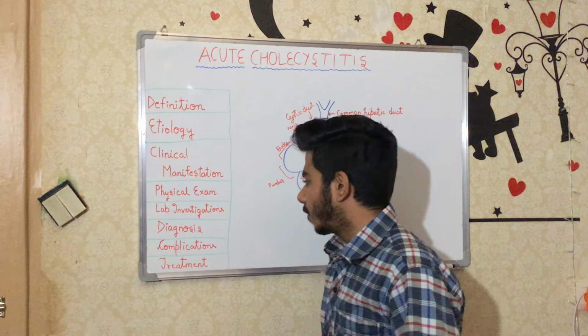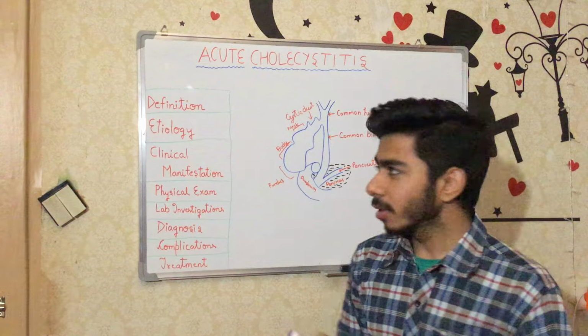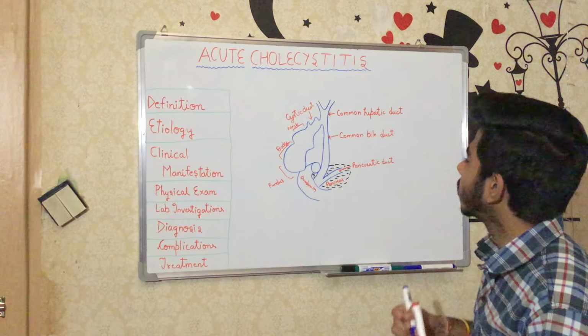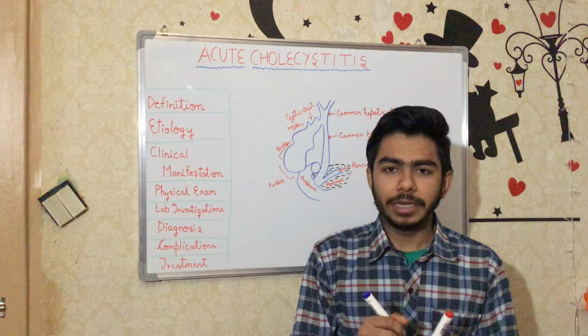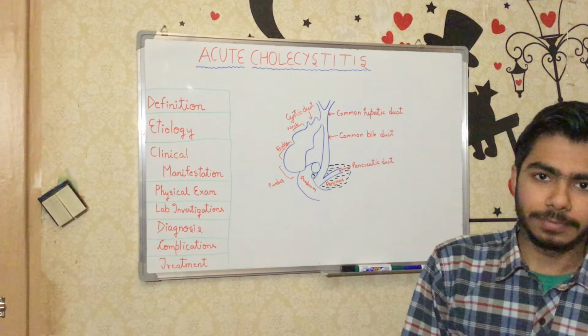So let's start with the definition. Actually, acute cholecystitis, as the term defines, is the inflammation of the gallbladder due to the obstruction by gallstones in the cystic duct.